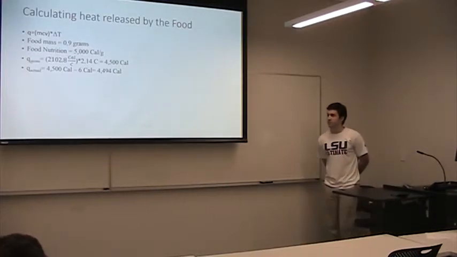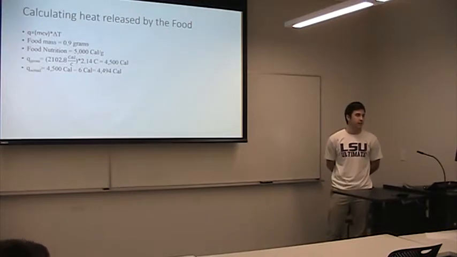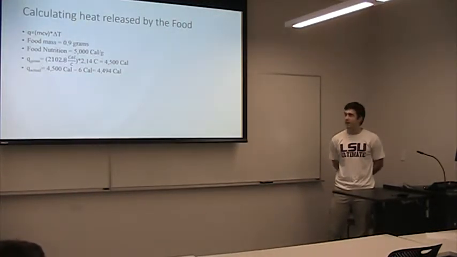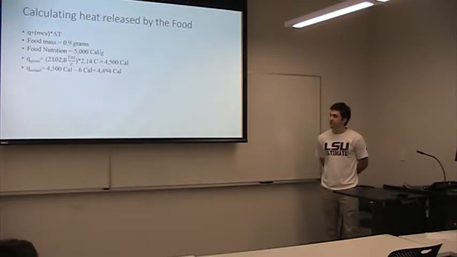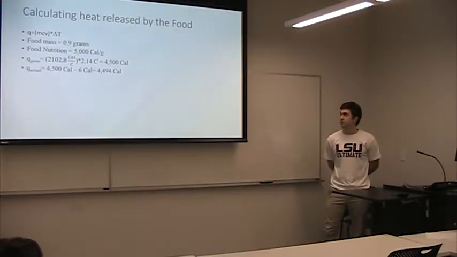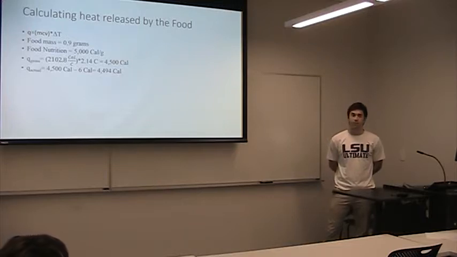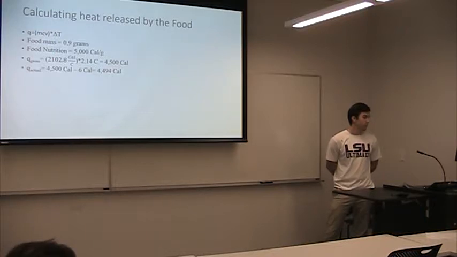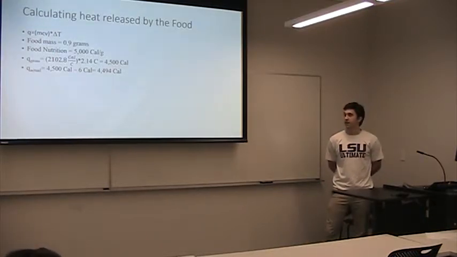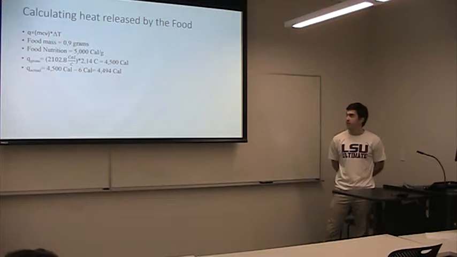Secondly, we're supposed to use a sample or a fuel whose heat of combustion you do not know, like we did for the benzoic acid tablet. Using the same thermodynamic equations, we knew the food mass was 0.9 grams, and that from the food nutrition, it had a heat content of 5,000 calories per gram. Using those two, you would multiply them together and divide by the change in temperature to get the thermal capacitance, which is around 2,100 calories per degree Celsius.